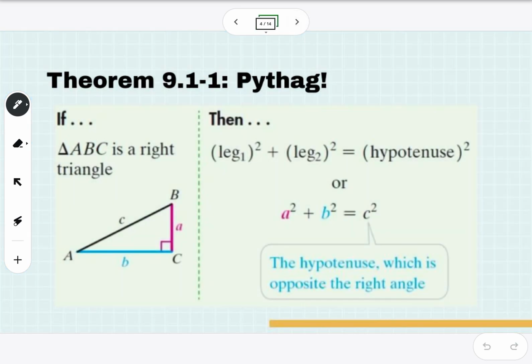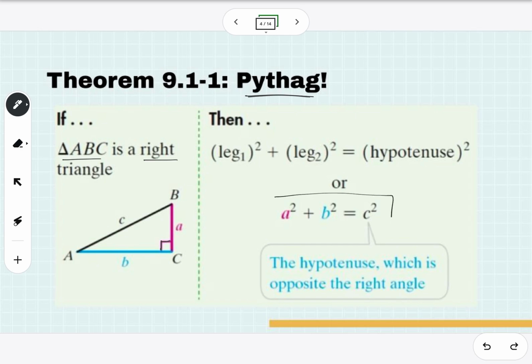Okay, so this is Pythag, and yes, you will hear me say Pythag. I don't like to say the Pythagorean theorem. I'm going to say Pythag. So what it is: if I have triangle ABC, and I know it's a right triangle, so I have a right angle over there, then I can square each leg. So I have two legs. One leg is called A, one leg is called B. My hypotenuse is always going to be C, always, always, always. A squared plus B squared, or leg squared plus leg squared, is going to equal C squared, or your hypotenuse.